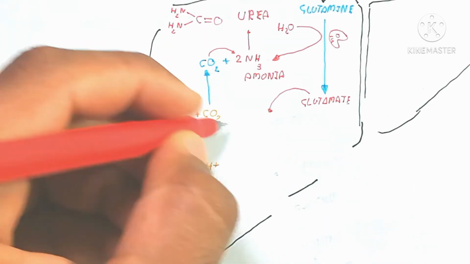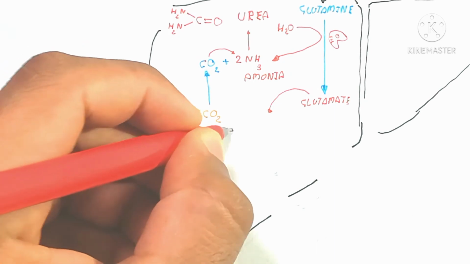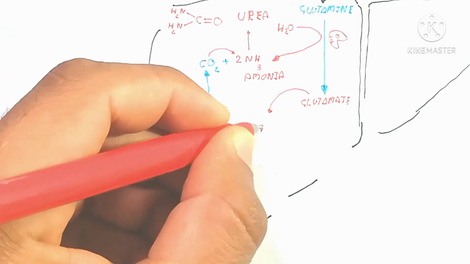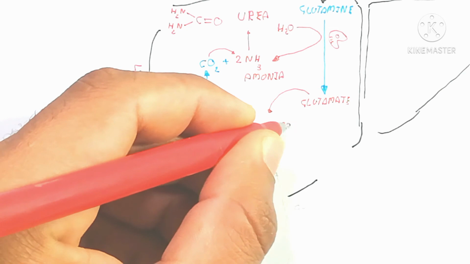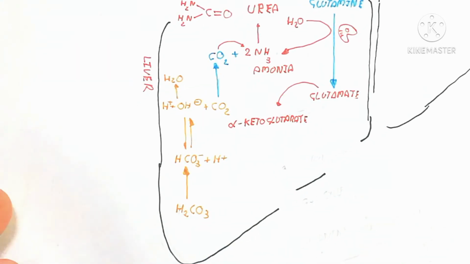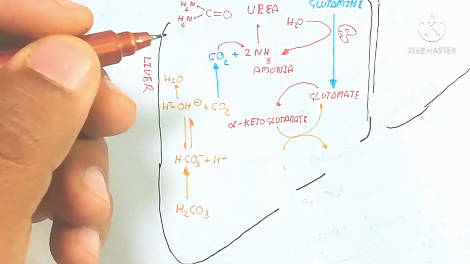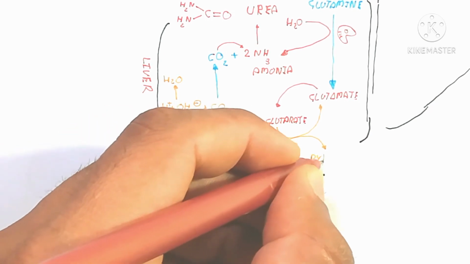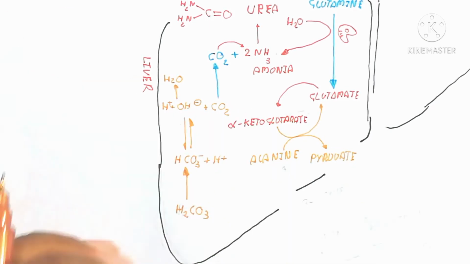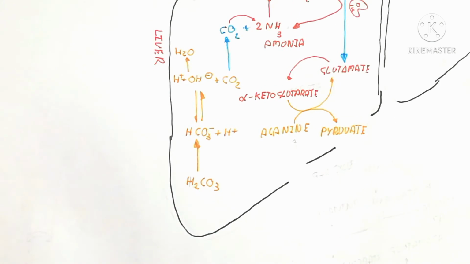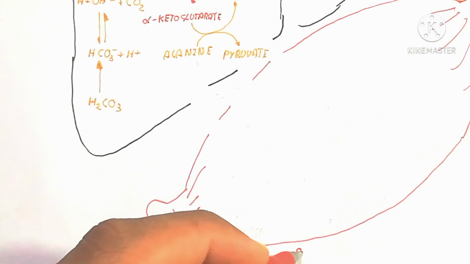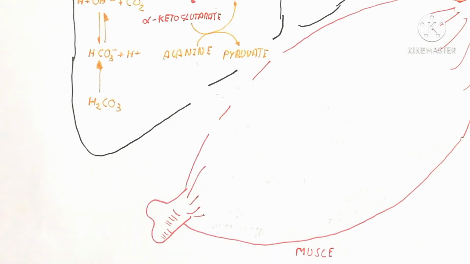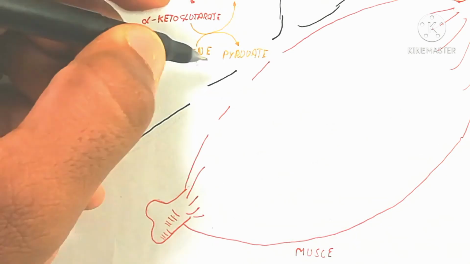So let's talk about how this carbon dioxide will come from the carbonic acid by splitting. If not, to produce urea, the glutamate will be converted into alpha ketoglutarate by the action of alanine. Alanine will convert into pyruvate by the action of alpha ketoglutarate.